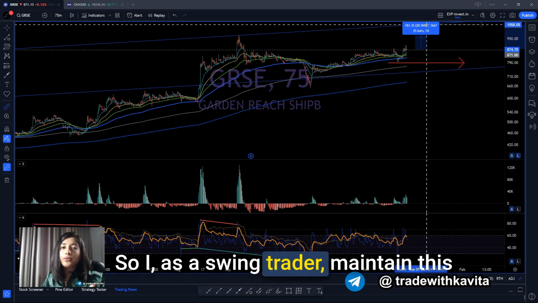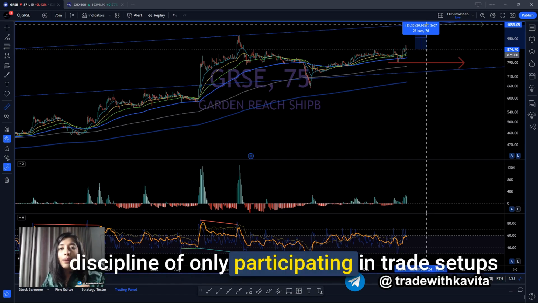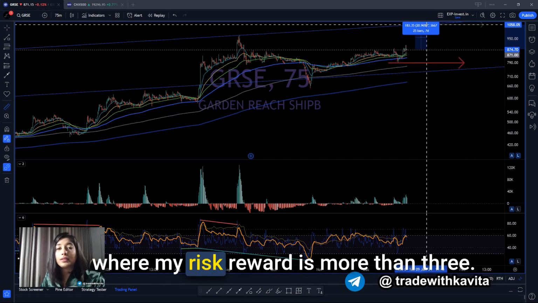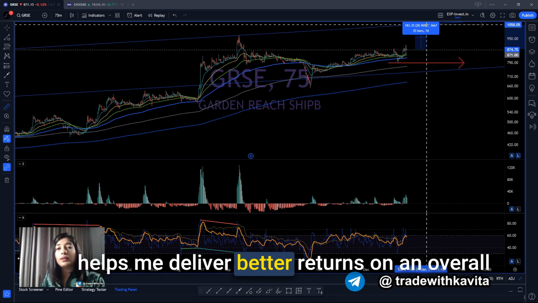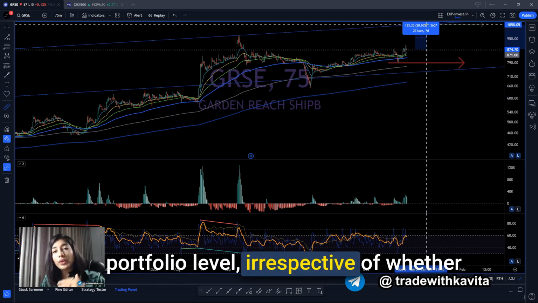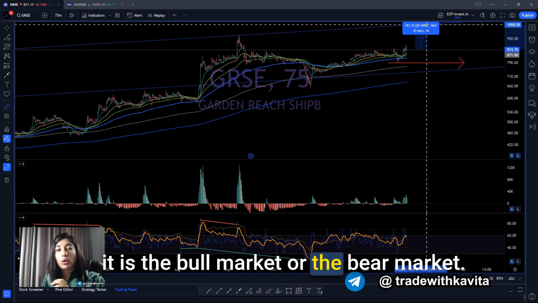So I, as a swing trader, maintain the discipline of only participating in trade setups where my risk reward is more than 3. This discipline, when maintained consistently, helps me deliver better returns on an overall portfolio level, irrespective of whether it is the bull market or the bear market.